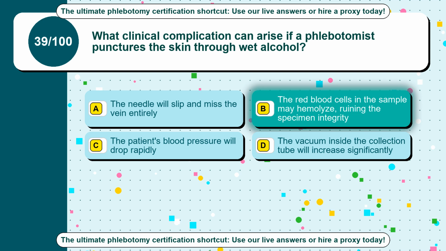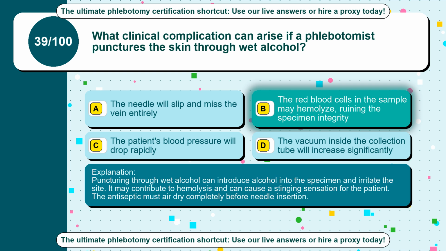The red blood cells in the sample may hemolyze, ruining the specimen integrity. Puncturing through wet alcohol can introduce alcohol into the specimen and irritate the site. It may contribute to hemolysis and can cause a stinging sensation for the patient. The antiseptic must air dry completely before needle insertion.